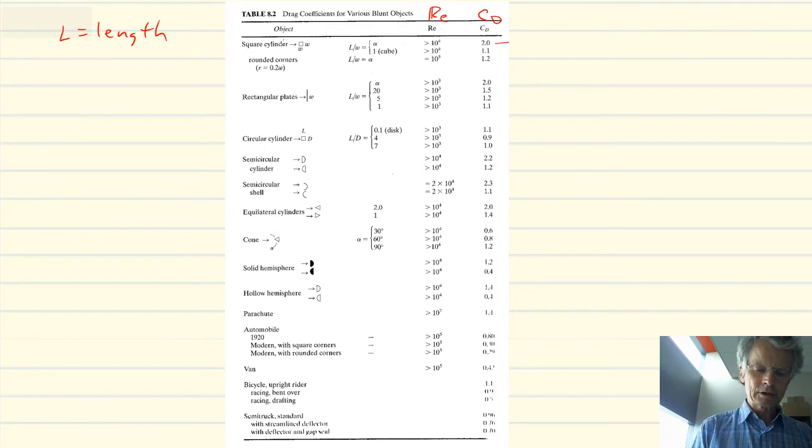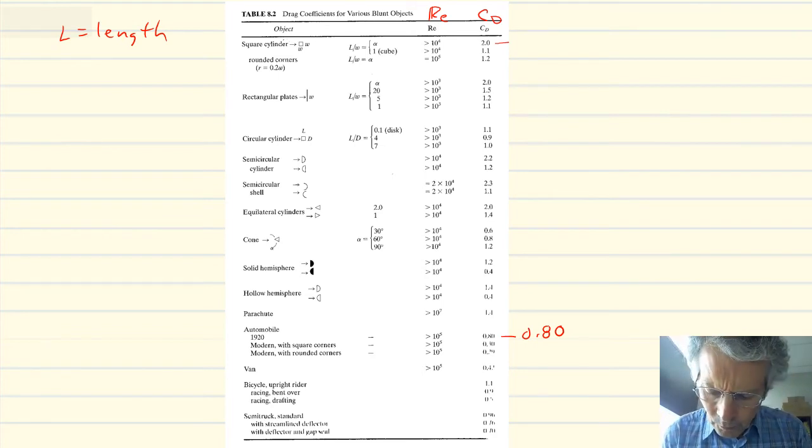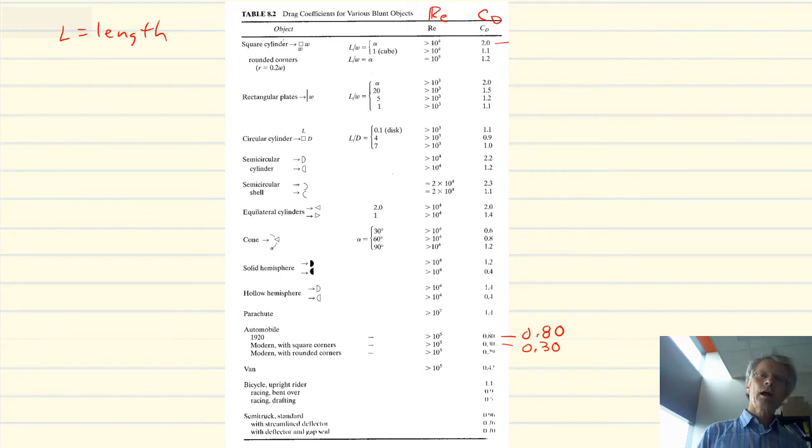So as we go down, we can see they're describing various geometric objects and giving you estimates of the drag coefficient. For a 1920 automobile, the drag coefficient is 0.80. You can hardly read that there. I know the table's not very good. A modern automobile with square corners has a drag coefficient of about 0.3. So you can see that streamlining automobiles reduces the drag enormously. A modern one with rounded corners, I think that number is just slightly lower, 0.29. Obviously, if you buy a sports car like a Lamborghini, its drag coefficient would be even lower.